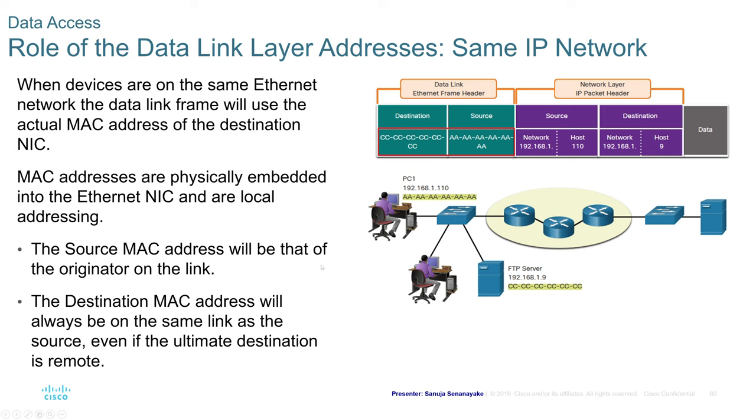The source MAC address will be that of the originator on the link. The destination MAC address will always be on the same link as the source, even if the ultimate destination is remote. So that's how the data link layer addresses are used for devices on the same network. I will go into details about this in a different video, but for now, just remember these key points, and we will move on to some advanced, in-depth analysis later on.